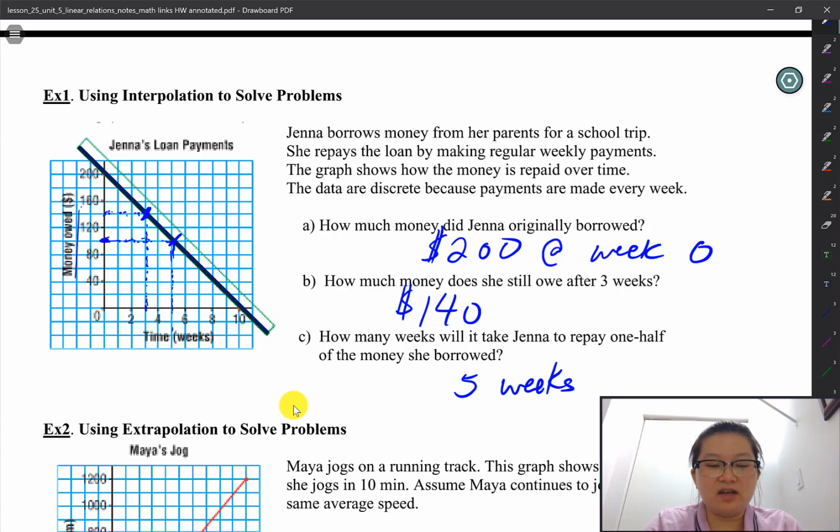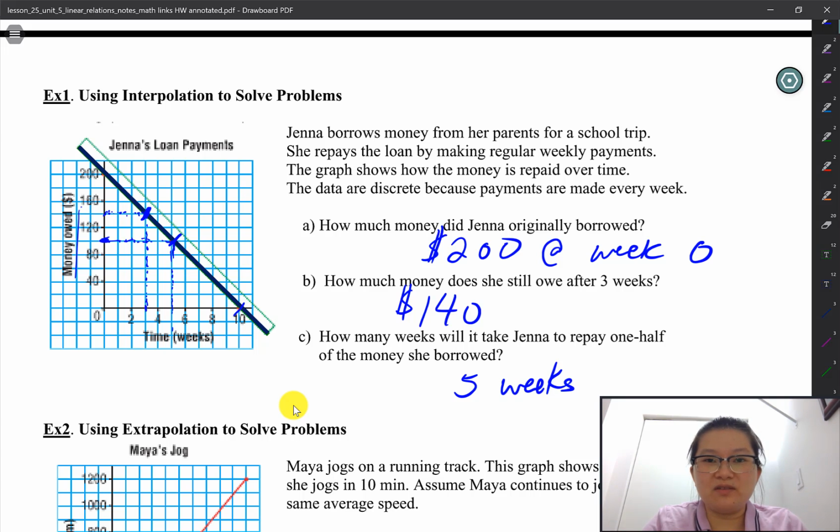So then you can think about it: if it takes 5 weeks to pay half, then it must take another 5 weeks to pay the other half. That means after 10 weeks, she would have paid off everything. So if you take a look at the graph, bam, the graph intersects here. She will owe $0 after 10 weeks.